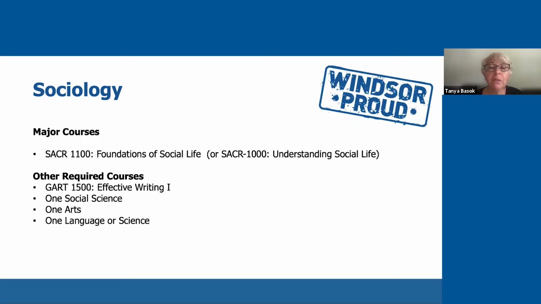If it fills up and you can't get into this course, you can take SOCI 1000, Understanding Social Life. We prefer that you take SOCI 1100. Why? Because SOCI 1100 is a course for majors. SOCI 1000 is a course for non-majors. But the content of these two courses are somewhat similar. Therefore, we accept SOCI 1000 instead of SOCI 1100 if SOCI 1100 fills up.